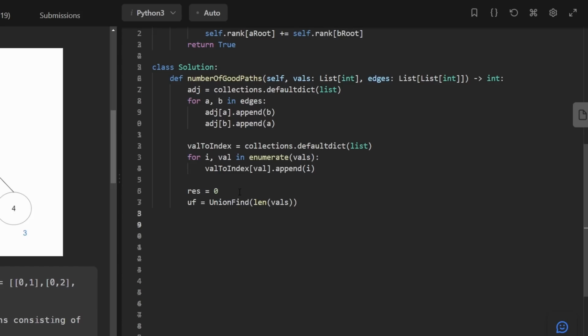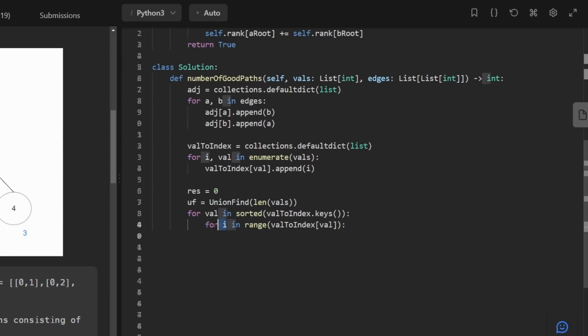Now we want to iterate through our value to index map, but we want to iterate through it in sorted order. So an easy way to do that is to say for val in sorted, and then take the keys of that hash map by doing this, and then we're able to iterate through these in sorted order. Well, these are the keys. Now, each key could have multiple nodes that we appended to it. So we're going to then go through every single node. So for i in value to index, and then use that key. And this will give us a list that we're iterating through.